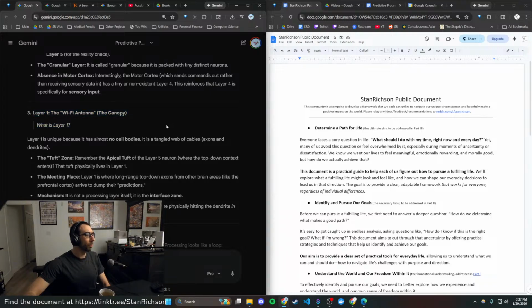So layer 1, the Wi-Fi antenna, the canopy. What is layer 1? Layer 1 is unique because it has almost no cell bodies. It is a tangled web of cables, axons, and dendrites. I see. This is where you get all the wiring.